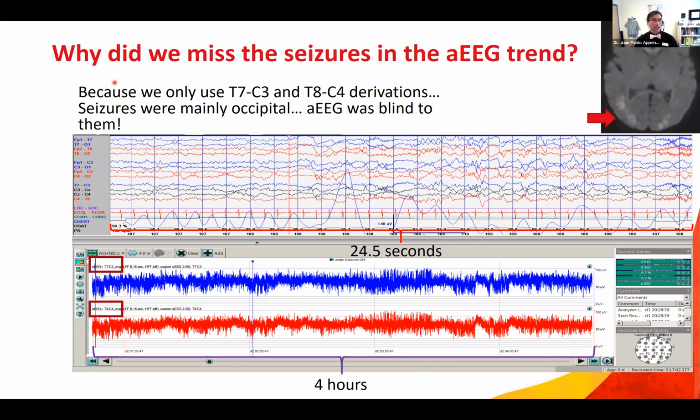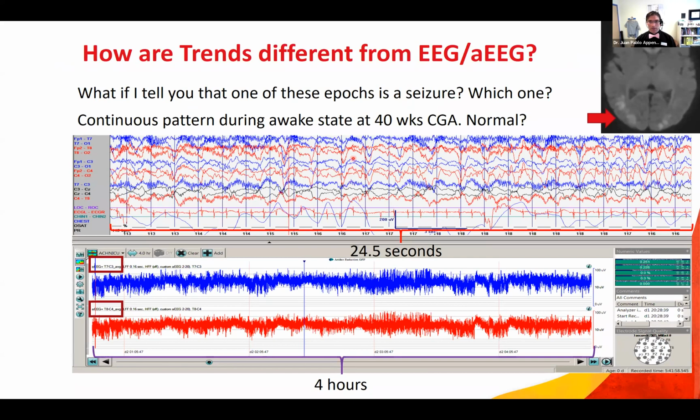So why did we miss the seizures on the EEG trend? Because usually the EEG trends are set up to see the central areas, central temporal, around the Rolandic area. But in our case, the seizures were very occipital. In this particular case, right occipital leading, and then followed by the left occipital.